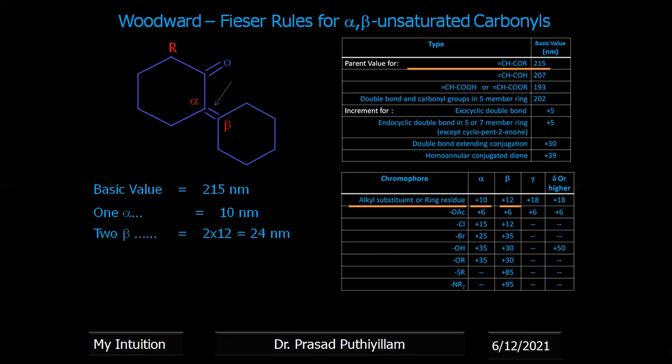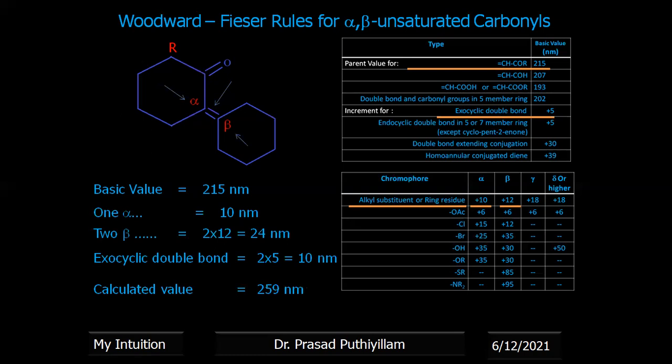And this double bond is an exocyclic double bond, plus 5 value we need to add. How many exocyclic bonds? To this cycle also it is exocyclic. To the first cycle containing the double bond also it is an exocyclic double bond. Therefore 2 exocyclic double bonds are present, 2 into 5, that is 10 nanometer we need to add. Therefore calculated value is 259 nanometer.